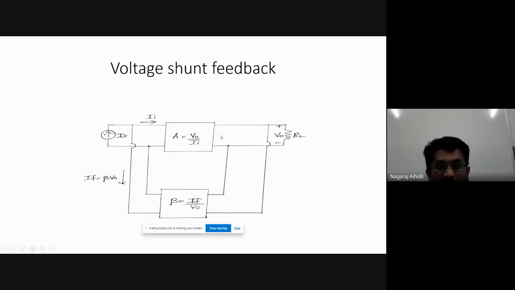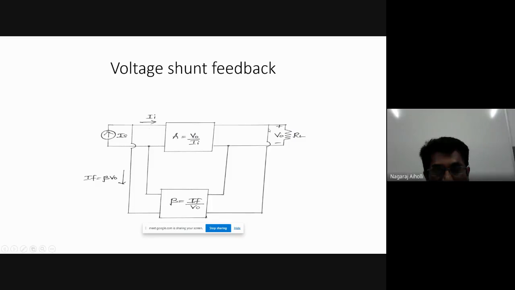Next, voltage shunt feedback. In the voltage shunt feedback amplifier, the voltage output is taken from the output of the amplifier and applied as input to the feedback circuit. That is voltage feedback. Then shunt feedback means the output of the feedback is connected in parallel or in shunt with the input current source. Therefore the output of the feedback circuit is also a current.